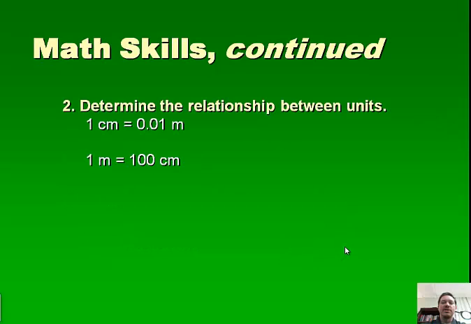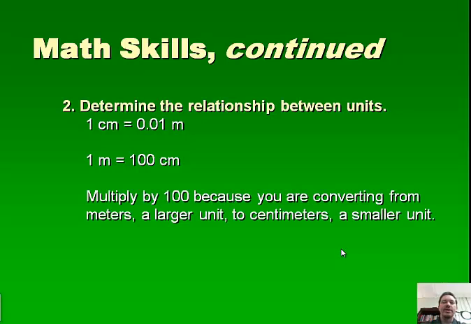So we're going to have to determine the relationship between these units. So 1 centimeter is equal to 0.01 meters, or we can say 1 meter is equal to 100 centimeters. And personally, it's a lot easier to use a number when I don't have to deal with decimals, because I can divide by 100 and get this same 0.01.